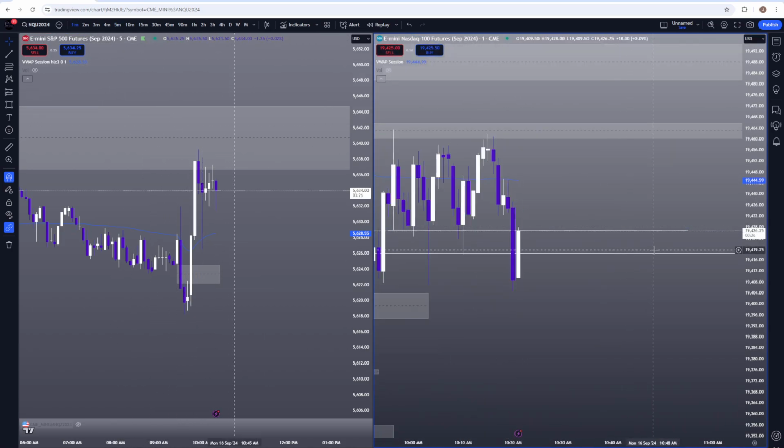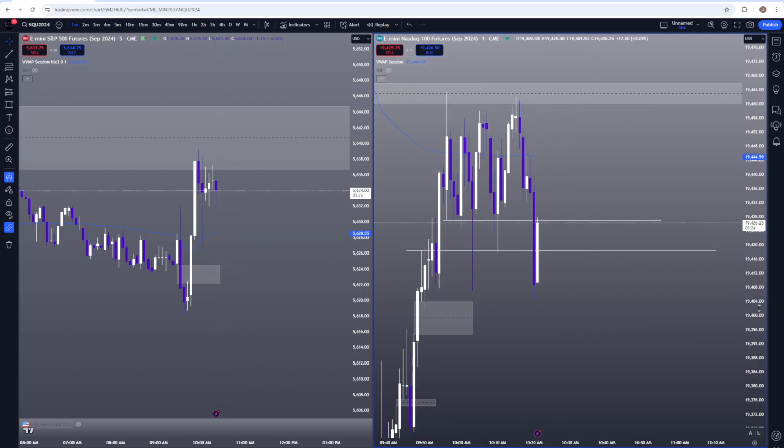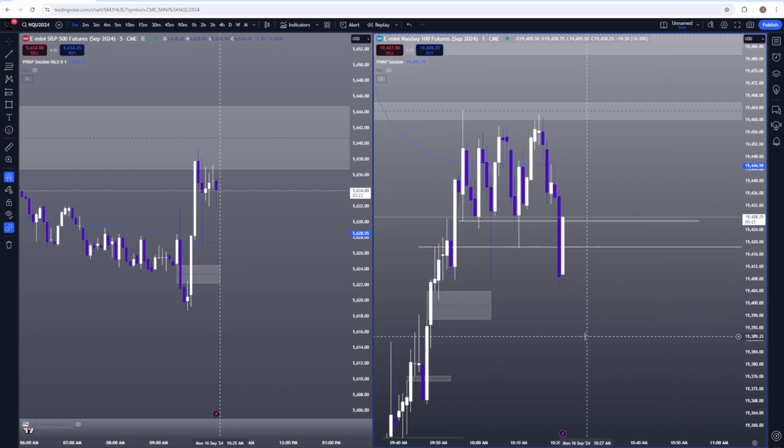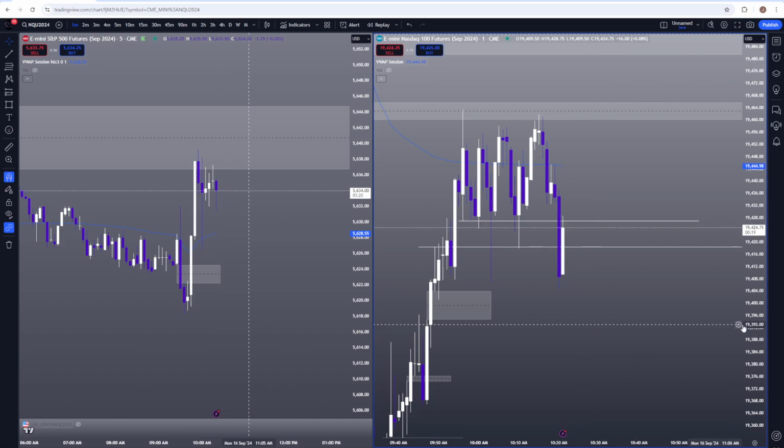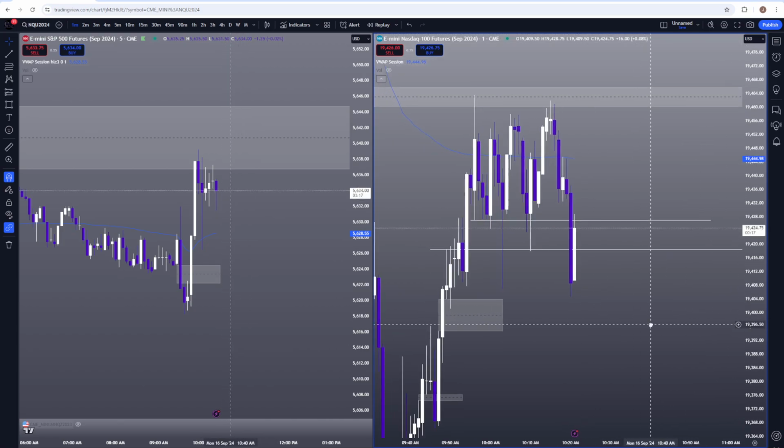Okay, so we're still bouncing off this 5-minute BISI. Same thing here. Let's say you just chased this breakout right now. You just chased these shorts. You probably just got stopped out, right? What was your conviction in jumping into a short position?